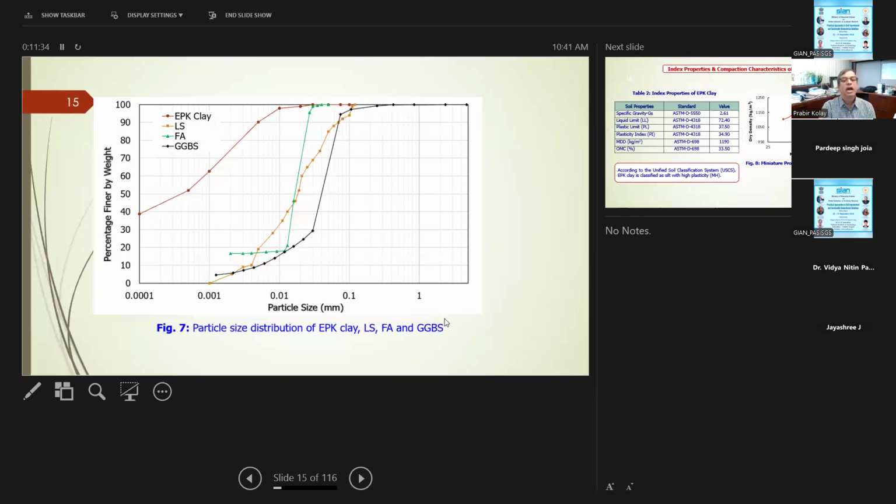This is the particle size distribution graph for EPK clay, lime sludge, fly ash, and GGBS. You see the GGBS is more coarse, and then there's the lime sludge, and then fly ash is more uniform, and then EPK clay.